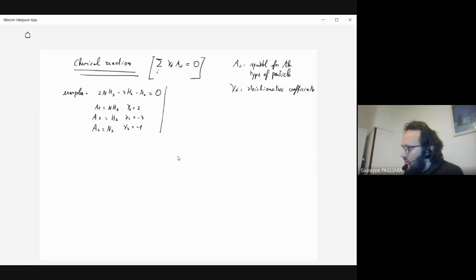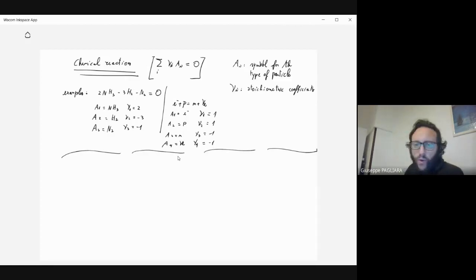This is an example from chemistry, but we have another example in particle physics, at least another example. I can do it, but we have many, of course. Think about the fusion reaction in the sun. Those are complicated nuclear reactions that are written in the same form. For instance, let's consider an electron captured by a proton that produces a neutron and electron neutrino. In this case, A1 is equal to the electron, A2 is the proton, A3 is the neutron, and A4 is the neutrino. In this case, the stoichiometric coefficients are respectively 1, 1, minus 1, minus 1. Okay? So, those are the forms of chemical reaction.